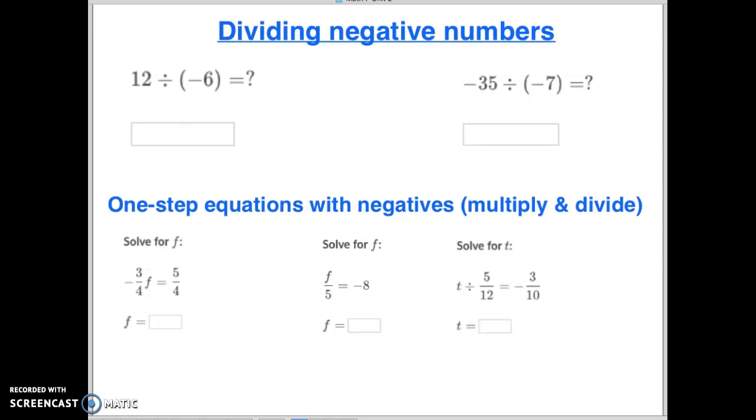Today, you are going from multiplying negative numbers. The first part of this video is dividing negative numbers, which follows the exact same rules.